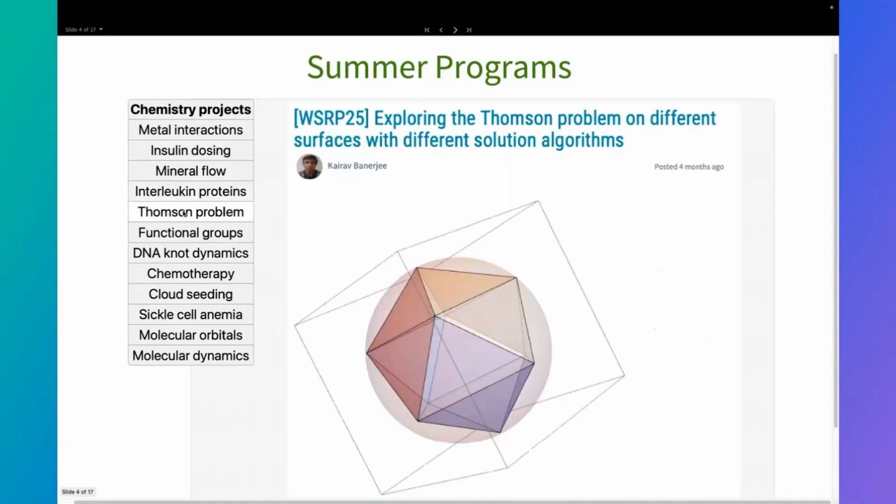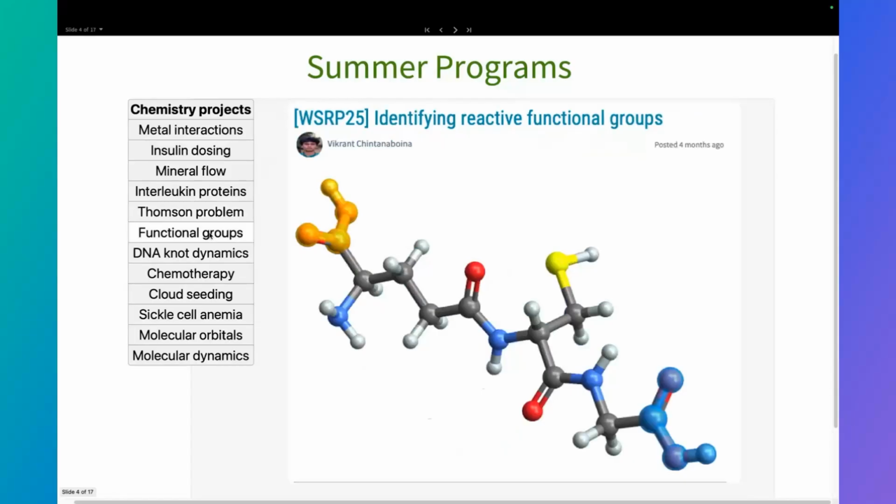And for those that may not remember, the Thomson problem looks at how charges are spread out over a surface. And that is the underpinnings for VSEPR theory in chemistry. So we were very excited to hear about his efforts there.